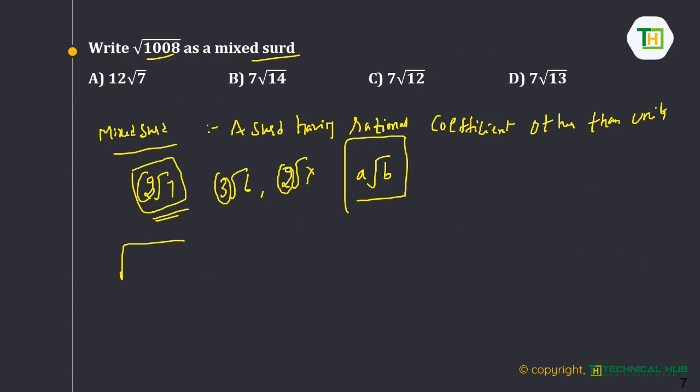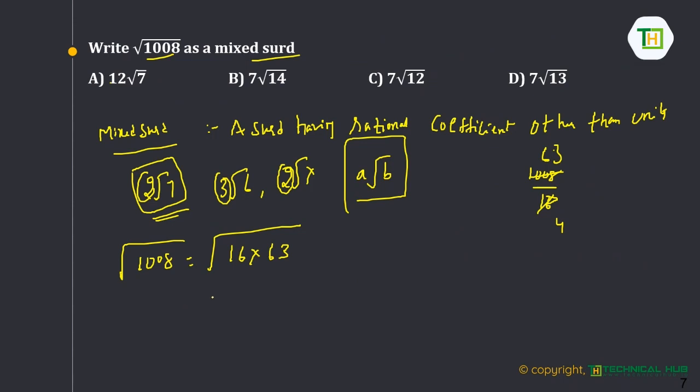I'm dividing by 16 because 16 is a perfect square. So 1008 by 16 means how much? You can divide with 4 and 16 or 36, any number; if that number divides, you can divide. Here I'm taking the small number 16 because 16 is a perfect square. If we divide by 16, 16 into 6 is 96, yes. So 1008 is equal to 16 into 63.